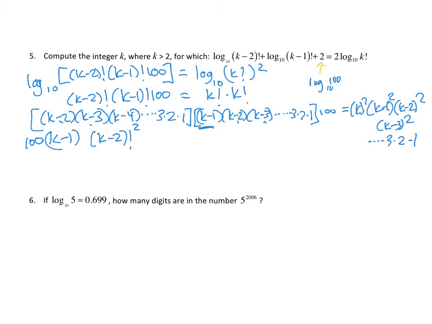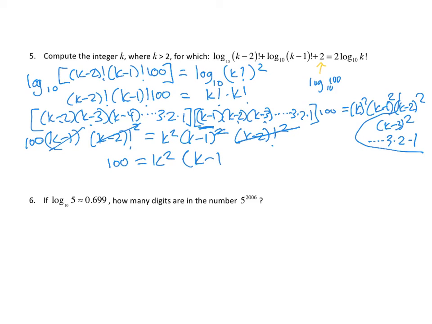Because I have (k minus 2) squared, (k minus 3) squared, (k minus 4) squared, (k minus 5) squared, which is just (k minus 2) factorial squared. Okay, and then on the right side, I have this k squared, (k minus 1) squared, and if I take all the rest, that's just (k minus 2) factorial squared, which is nice because that'll cancel with the left. Then one of the k minus 1s goes away, so I've got 100 equals k squared times (k minus 1).